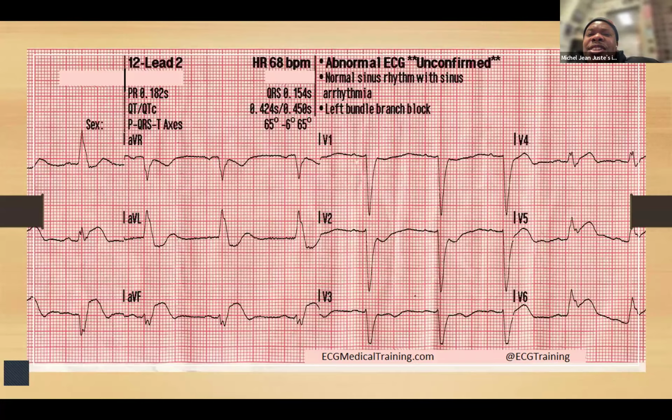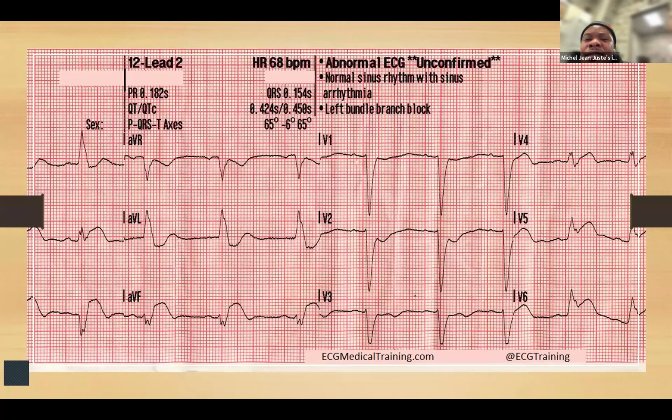Use Barbosa's criteria. Looking at V2, it has a concordant ST depression, more than 1 millimeter. And if you also look at V5 and V6, those leads have concordant ST elevation greater than 1 millimeter.